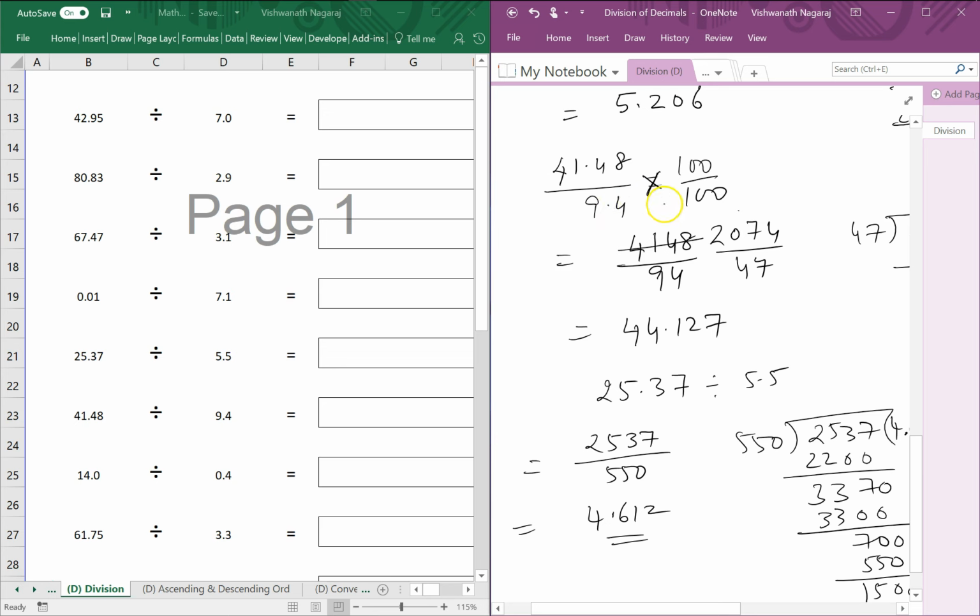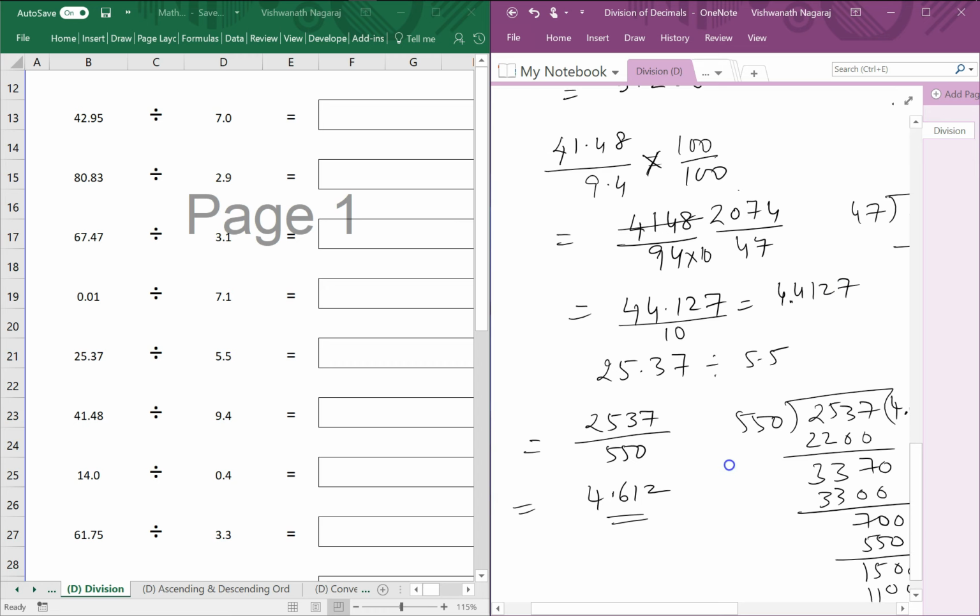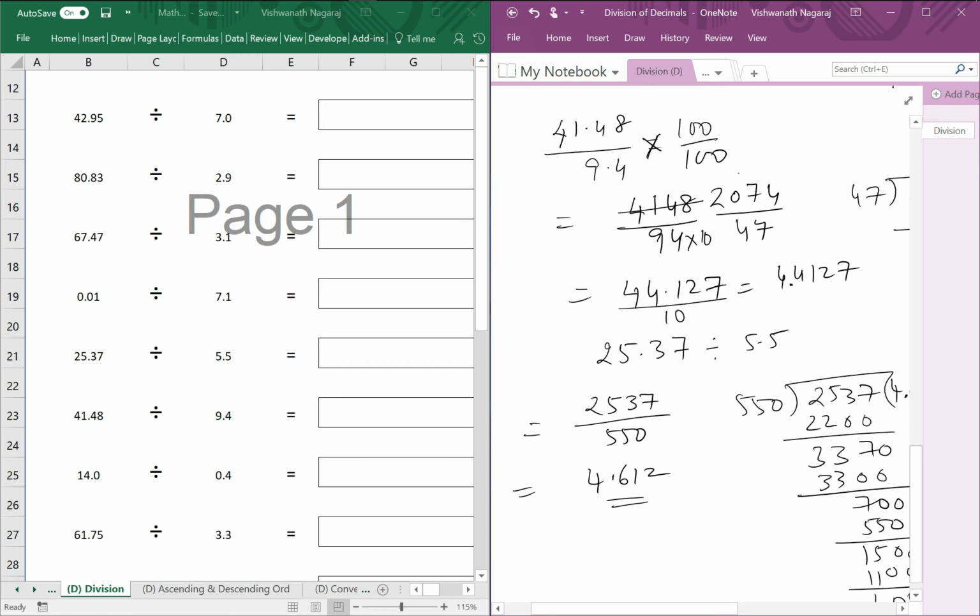So now here 9.4 into 100 is what? 940. Okay, now I don't want to make drastic changes, so I'll say into 10. So that will become 940. And I'll say this is divided by 10. That means one more step is involved, so it becomes 4.4127. Yes. So this type of verification is very, very essential.